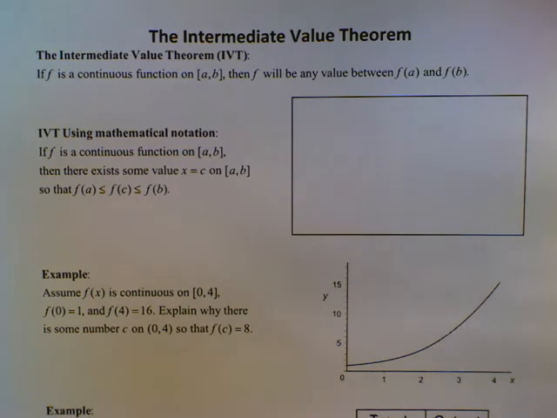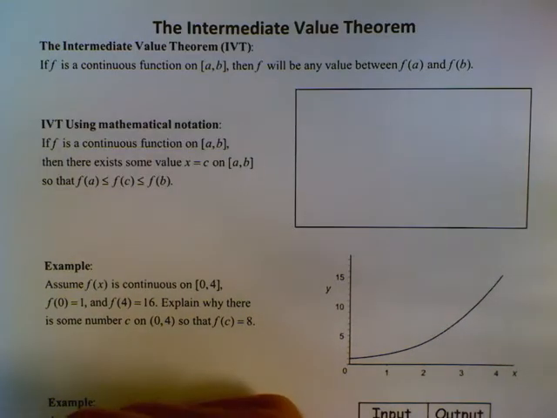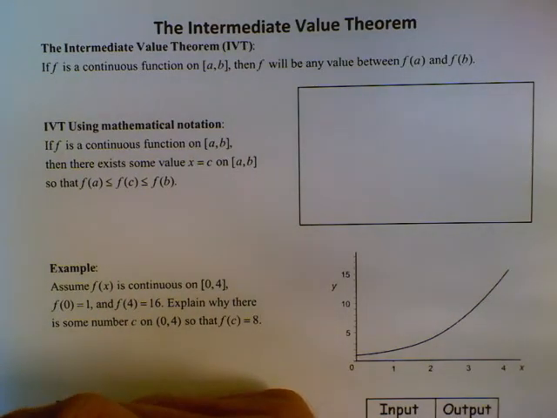Today we're going to be talking about the intermediate value theorem. Okay, so the intermediate value theorem basically just tells you that on a given interval of a and b, there will be a function value between f of a and f of b.